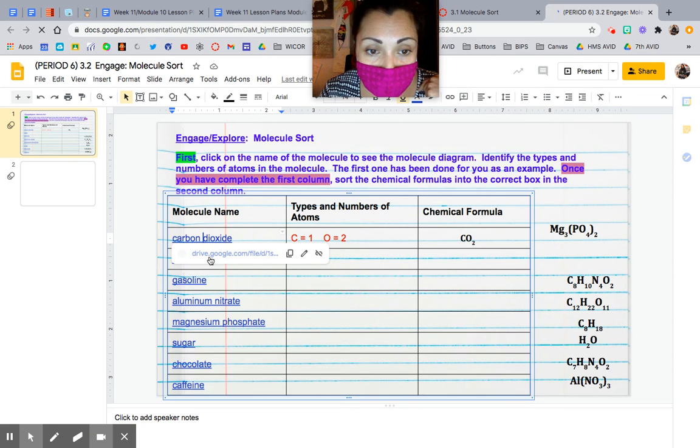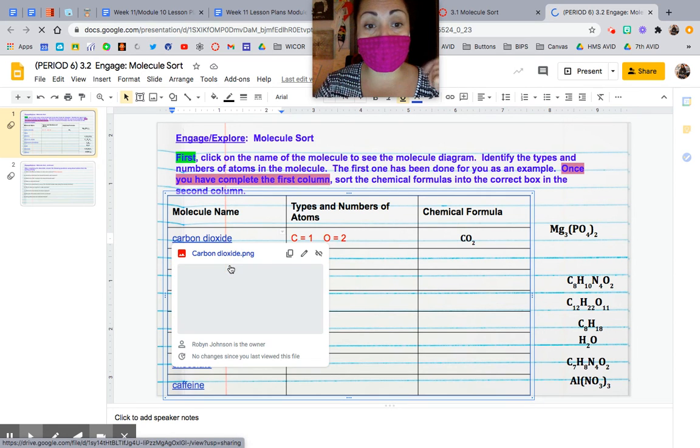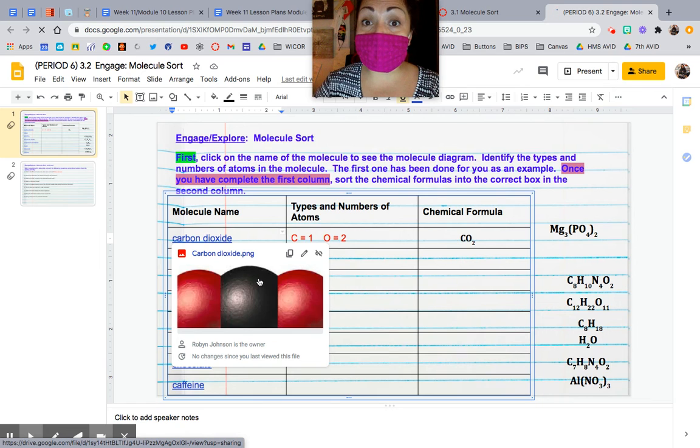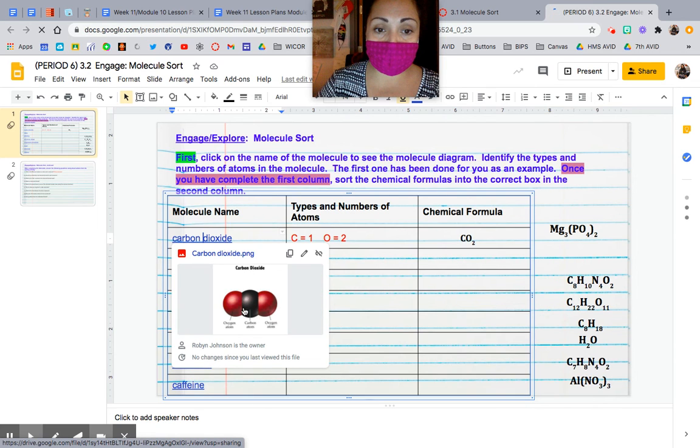Once it kind of loads here, you can make it bigger if you want, but you're going to count how many atoms of each element. So this is carbon and these are oxygen. And when you open it up, here we go. You can see oxygen, oxygen, carbon. So how many oxygens? 2. So you write O equals 2 because oxygen symbol's O. And then how many carbons?